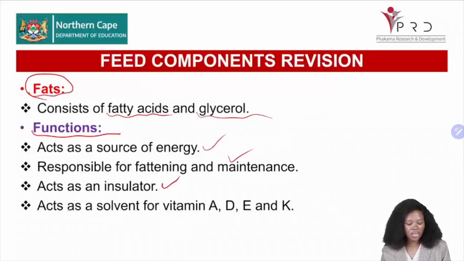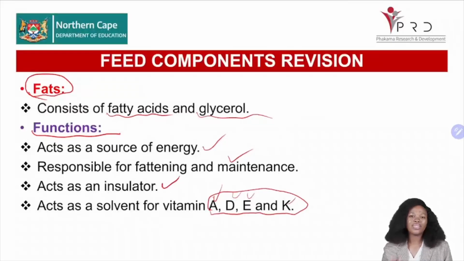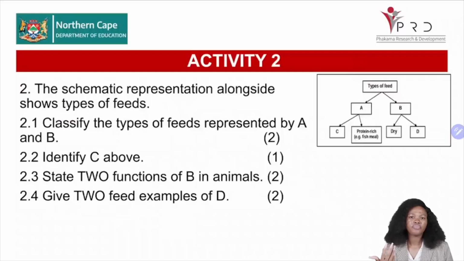The last function, acts as a solvent for vitamin A, D, E, and K. Or we can say it acts as a solvent for fat-soluble vitamins, such as A, D, E, and K. Once these vitamins come into contact with fats, they will be dissolved by fats. Not just any vitamin, but fat-soluble vitamins. So these are the functions of fats, while we are still on the organic nutrients that contain carbon.